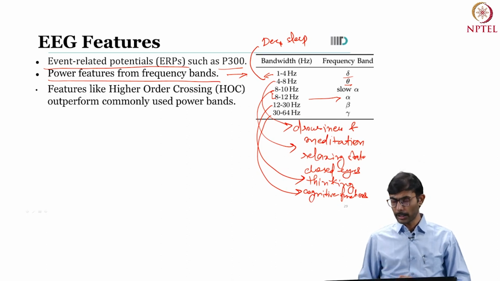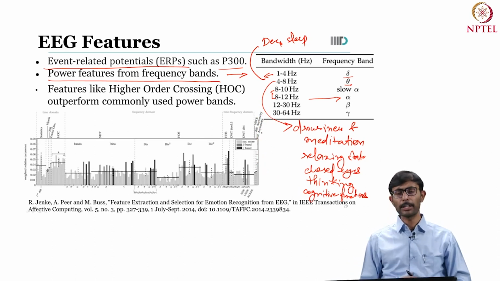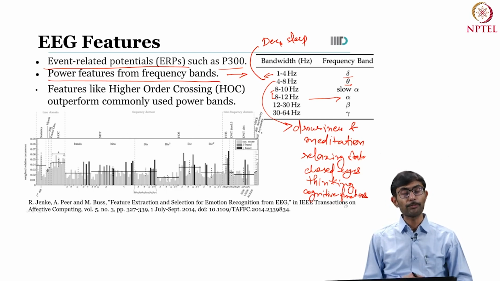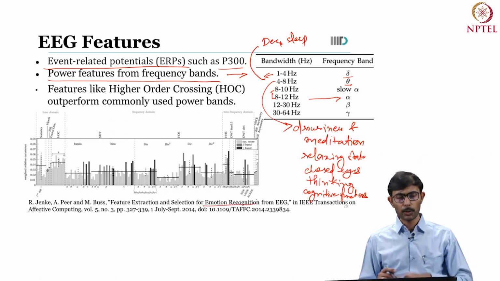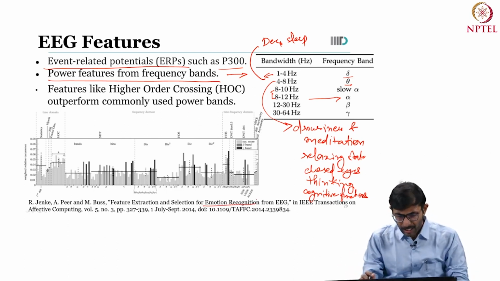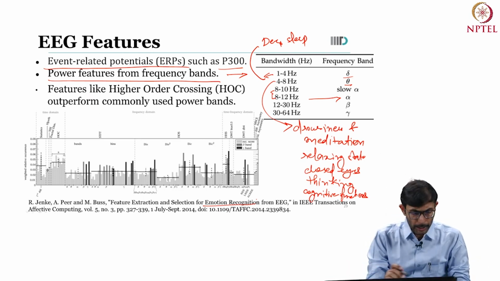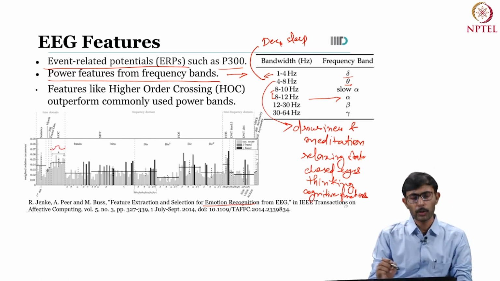And then there is a very interesting paper which was presented by researchers in 2014, which nicely represents the different features that are related to the EEG signal for emotion recognition. They have shown that advanced features such as higher order crossing, for example, if you look at this, this is what represents the higher order crossing. So what is higher order crossing?